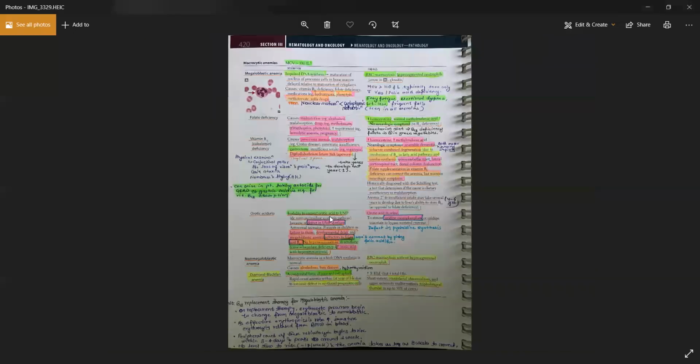Any doubt on this page? Could you please explain why the immature cells are being released after the therapy is given?